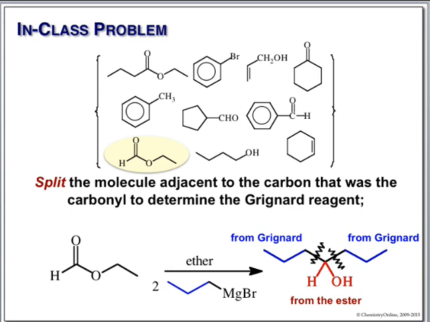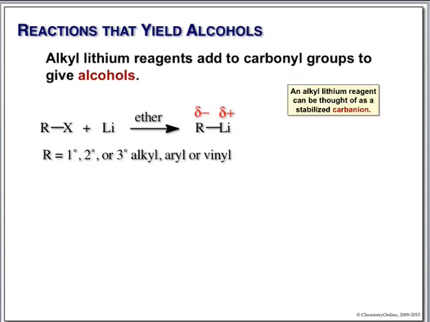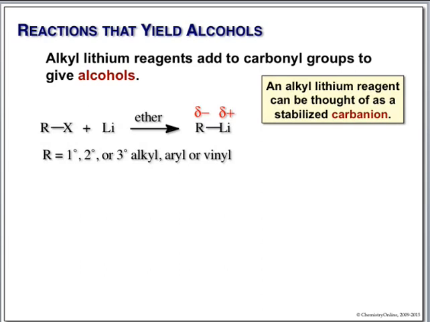All right, back in chapter 11, we also met a reagent called an alkyl lithium. Again, just like a Grignard, an alkyl lithium is essentially a stabilized carbanion. Very polar bond here, lots and lots of negative character on our carbon. Remember, alkyl lithiums can be primary, secondary, tertiary, alkyl, aryl, vinyl, whatever. Just like a Grignard, they're very, very versatile.